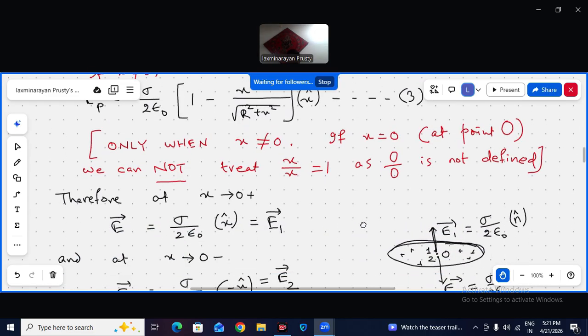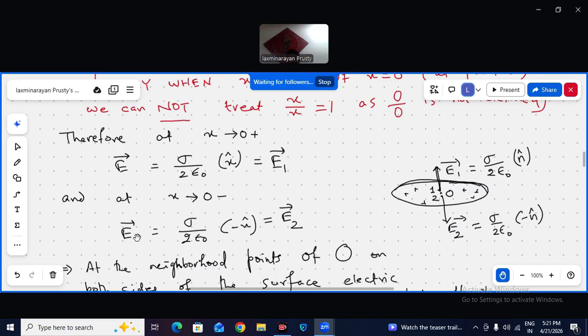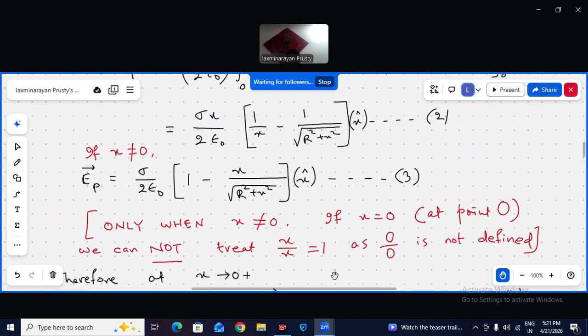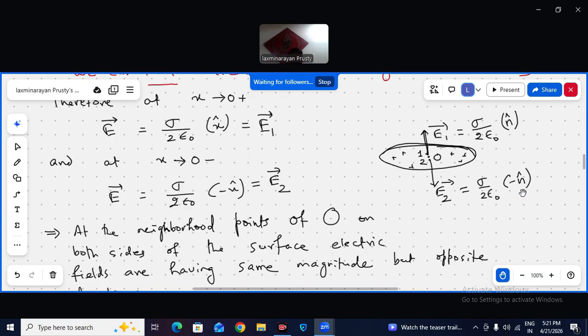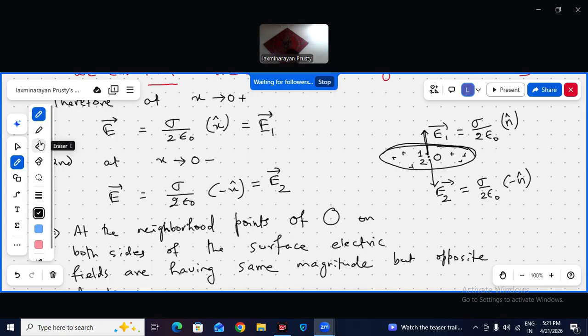So E1 bar is sigma by 2 epsilon 0 x cap. And when x tends to 0 minus, that is the lower limit at point number 2, E bar is equal to sigma by 2 epsilon 0 minus x cap, pointing down. So this is what I have written here also. It is not n cap, we write x cap, so x cap and minus x cap. Okay, that is the same as n cap only. N is normal to the surface.